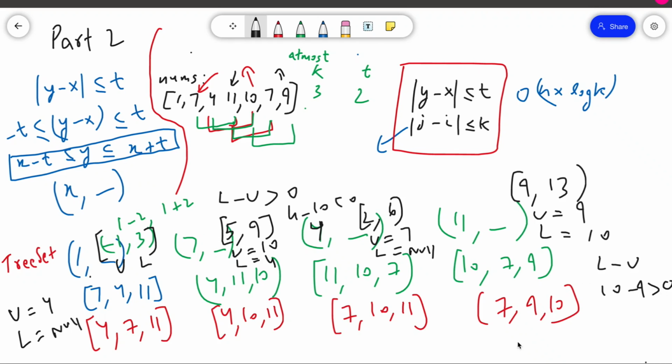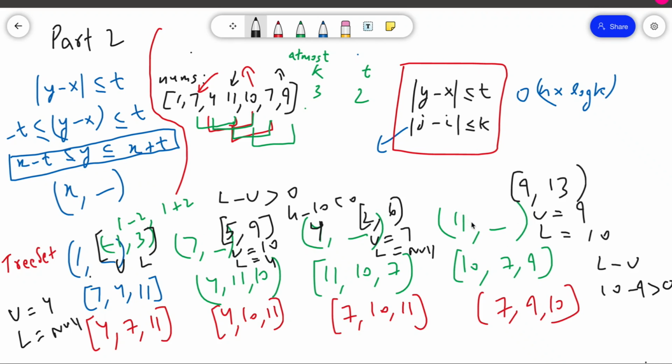So it means there exists a number in this tree set data structure that lies within this range 9, 13, and we can see that it is also true. So 9 is a number which lies in this range, 10 is also a number which lies within this range 9, 13. So it means that there exists a pair, so we will just return true.